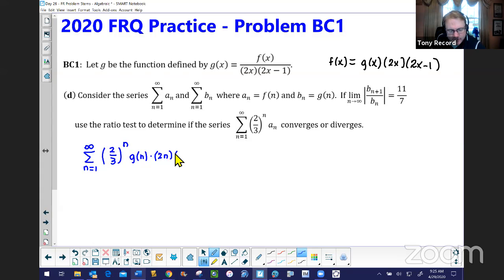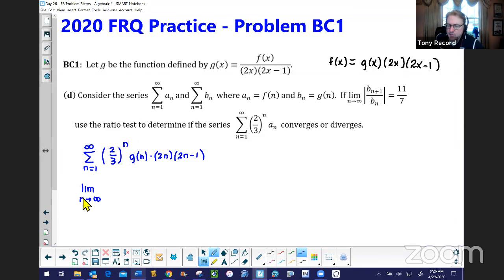Once again, it's written very generally, right? This g of n is sort of what's keeping us honest. We don't know exactly what that is. So we are going to go ahead and use our ratio test with this fairly interesting nth term expression now.